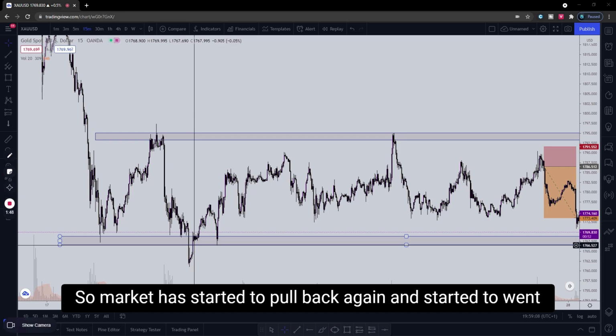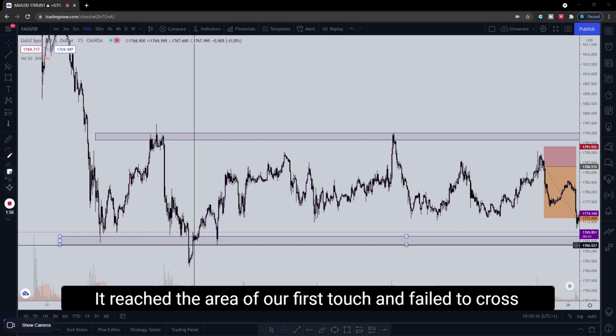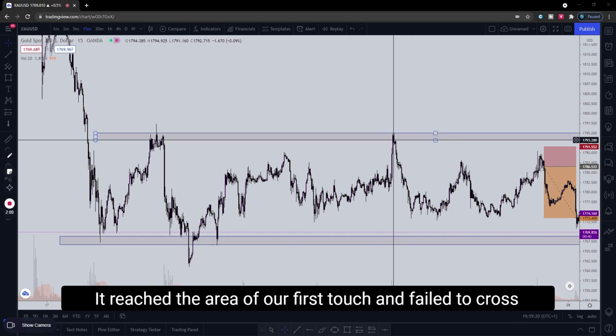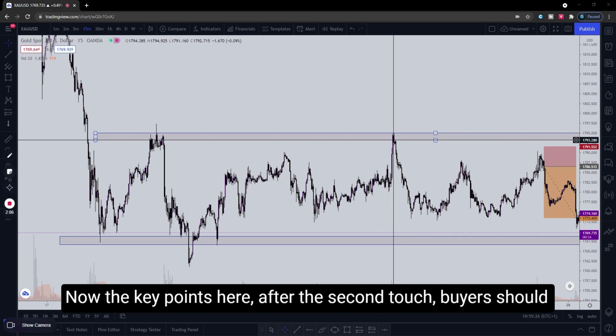So market has started to pull back again and started to go up with struggle. I emphasize the word struggle. It reached the area of our first touch and failed to cross it and then made a strong movement to the downside. Now the key points here.